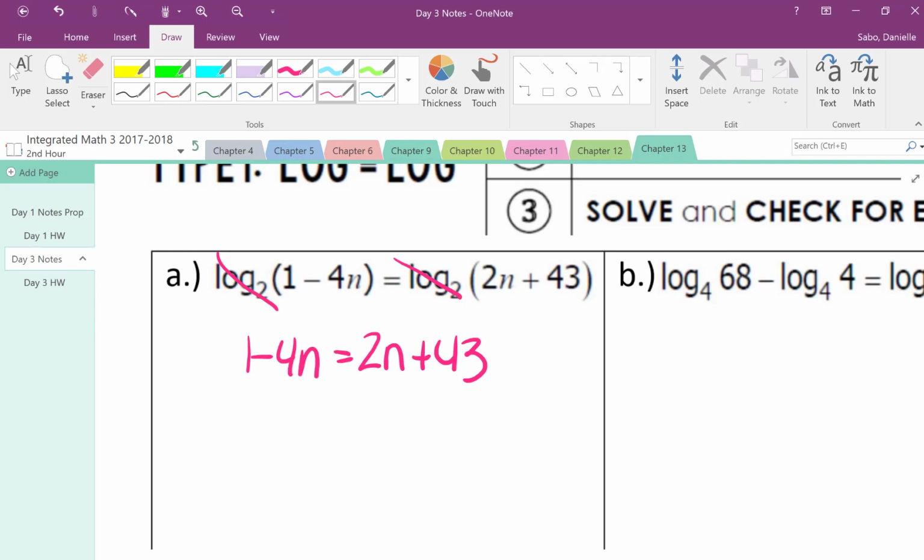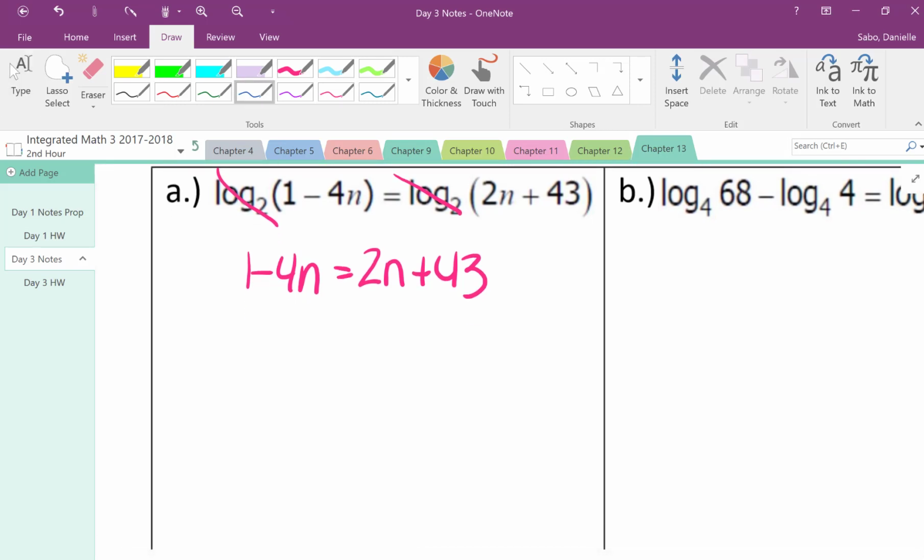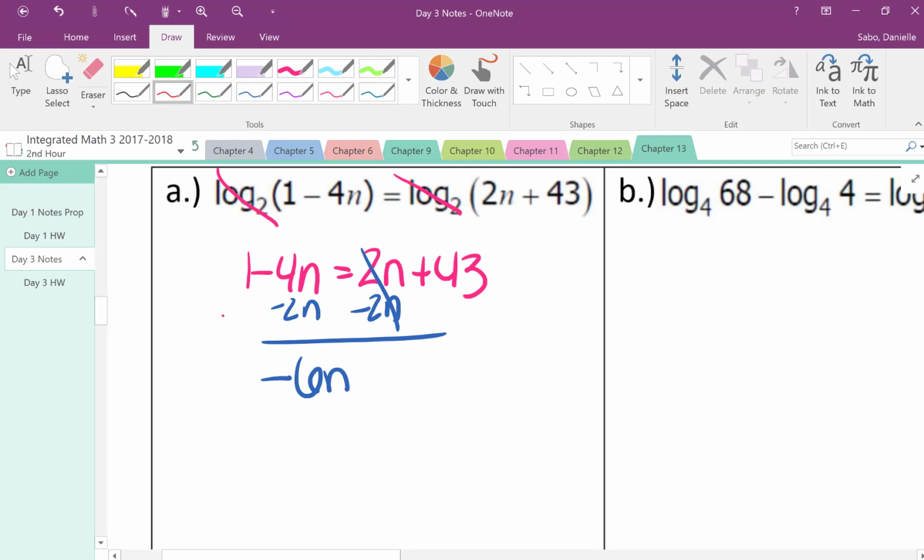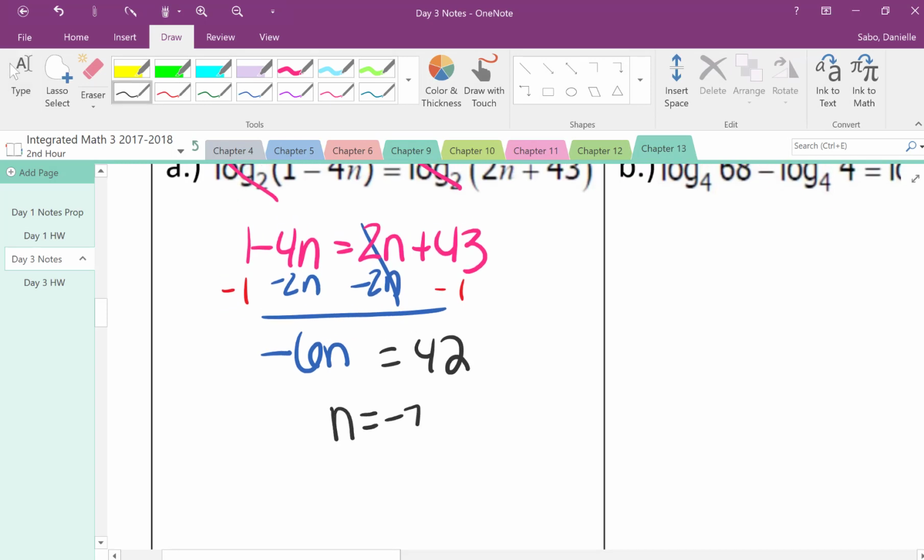No. Okay, when you solve this, a lot of people made this error, that's okay. Remember, you get all your letters to one side and all your numbers to the other. So I would subtract 2n here. That would disappear, and I would get negative 6n. Okay, if I owe you 4, I took 2 more from you. I now owe you 6. But then I also subtracted 1 over, and that's why I got 42 on this side. When I divide, n got me negative 7.